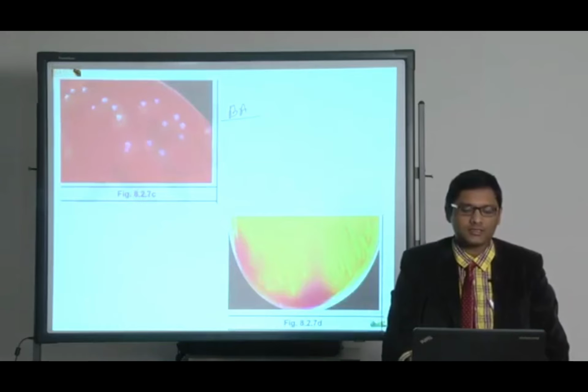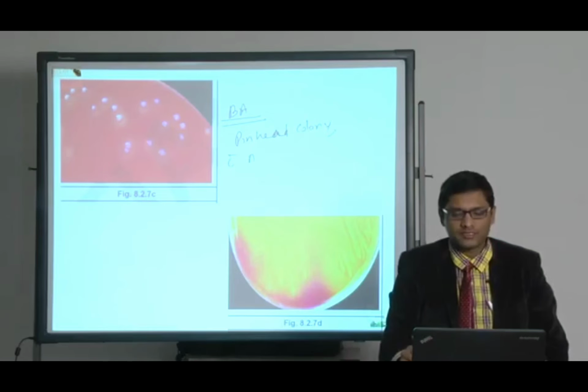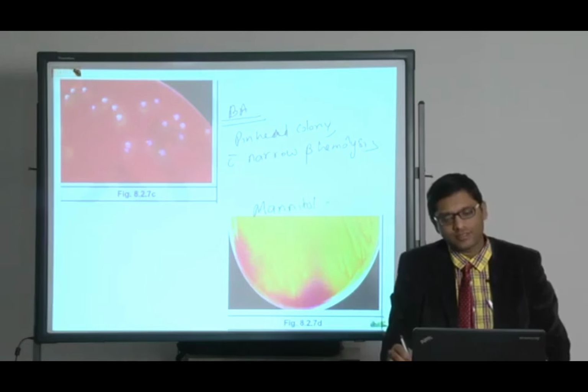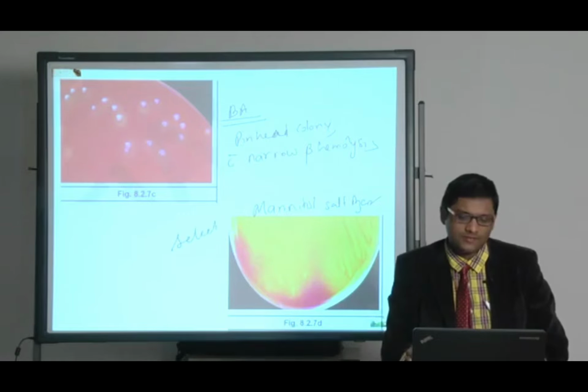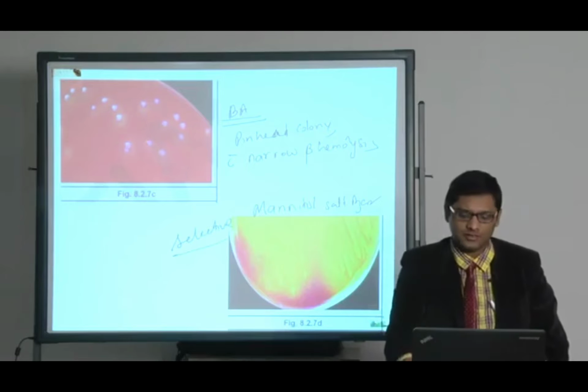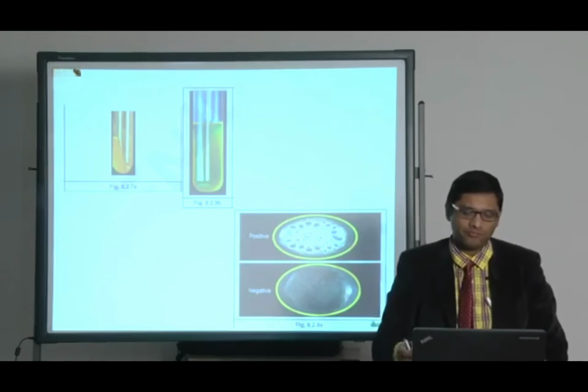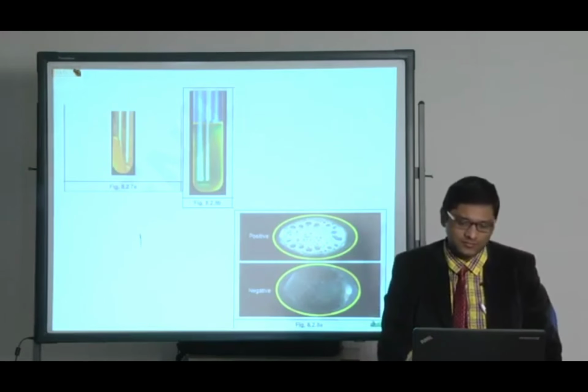Blood agar, Staph aureus produces pinhead colony with what kind of hemolysis? Narrow zone of beta hemolysis, beta or complete hemolysis. This is mannitol salt agar. This is a selective medium of Staph aureus. Coagulase test, tube coagulase test.